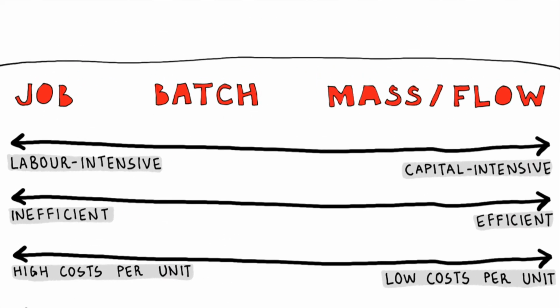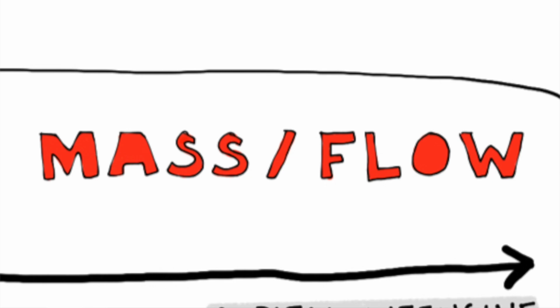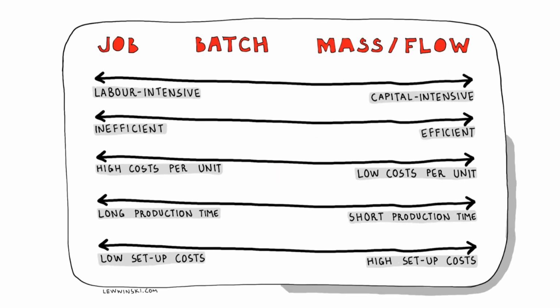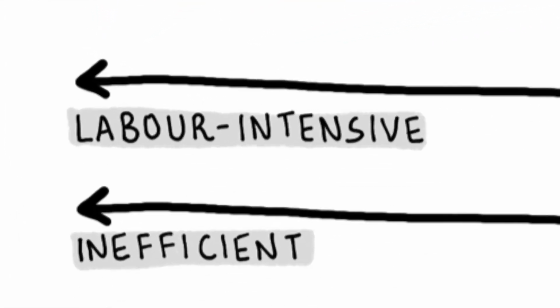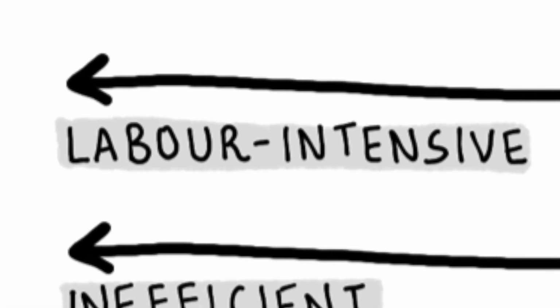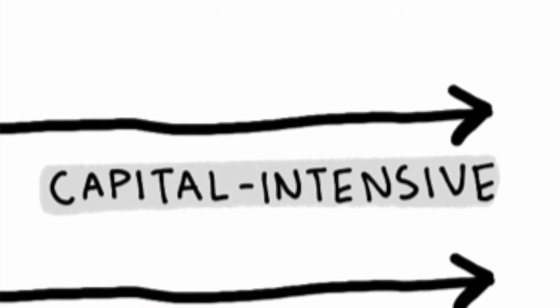This is the end of 5.2. As a summary of all production methods that we learned, I would like to show you this chart. Here you can see 3 methods of production: job, batch, and mass or flow, and 5 spectrums with 2 ends. Let's talk about the first one. So on the left side we have labor intensive, on the right side we have capital intensive.